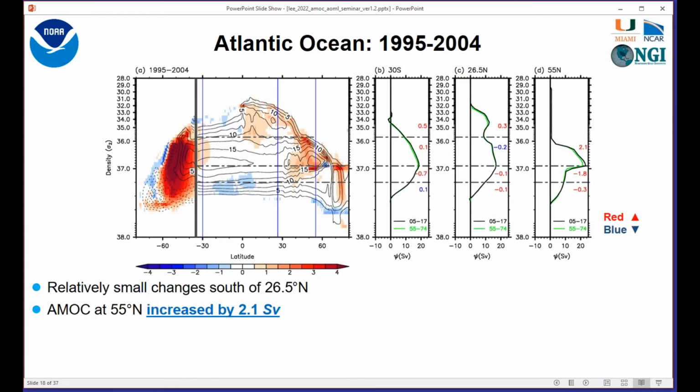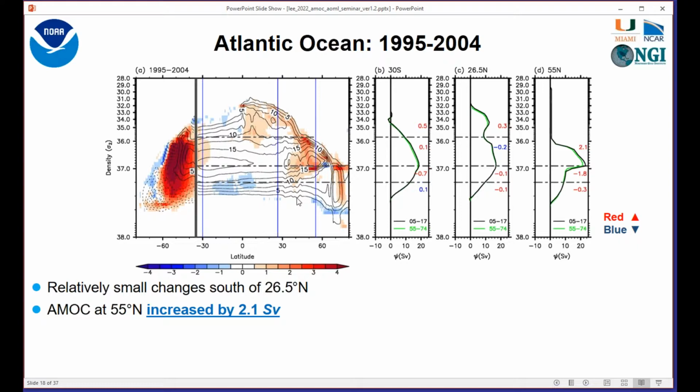Okay. So now let's take a look at what happened earlier, 95 to 2004. Here, you don't see much of a change in the interior of South Atlantic and North Atlantic, but you do see a big shift at 55 degrees north, and that's a huge change, an increase of 2.1 further up. That's a lot. That's more than a 10% increase. But you don't see anything in the interior ocean.